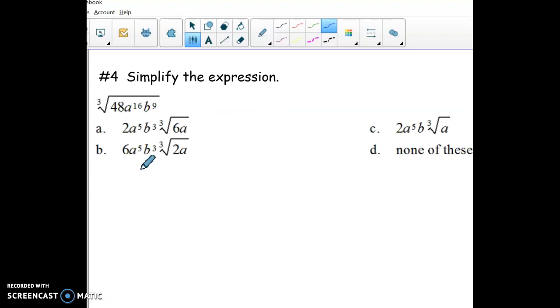All right, simplifying. This is a huge skill. If you know how to do this, it's going to be rough tomorrow on the test. Pause the video, give it a shot.